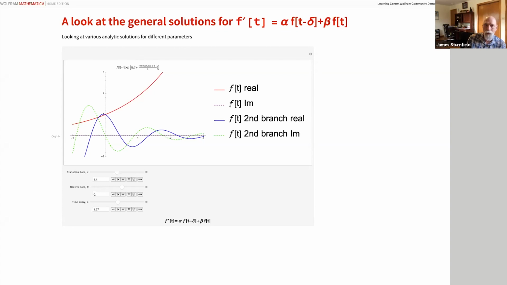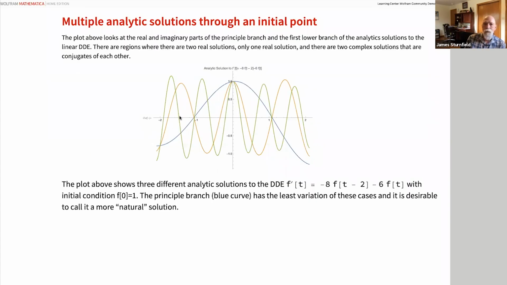and this allows you something to play with to really look at those different solutions. Here we see three different solutions that all have initial condition of 1. The blue one is really smoother than the other ones, and I'd like to think of that as sort of a natural solution. And this is sort of the way the idea of developing natural solutions kind of came to me, really looking for solutions that are less variation than the general any history you want type of results might give you.